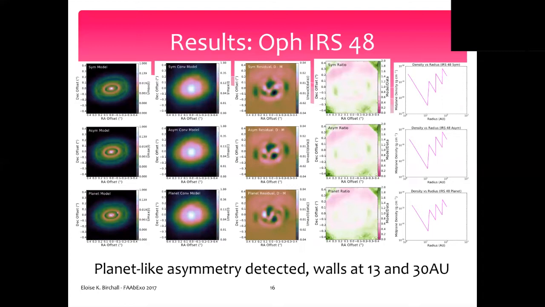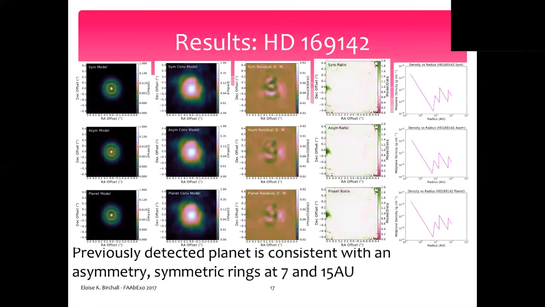So in IRS 48, we detect a planet-like asymmetry with walls at 13 and 30 AU. In HD 169142, it's the same layout. We find symmetric rings at 17, 7 and 15 AU. However, we do find an asymmetry that is consistent with the position of the planet from previous observations.